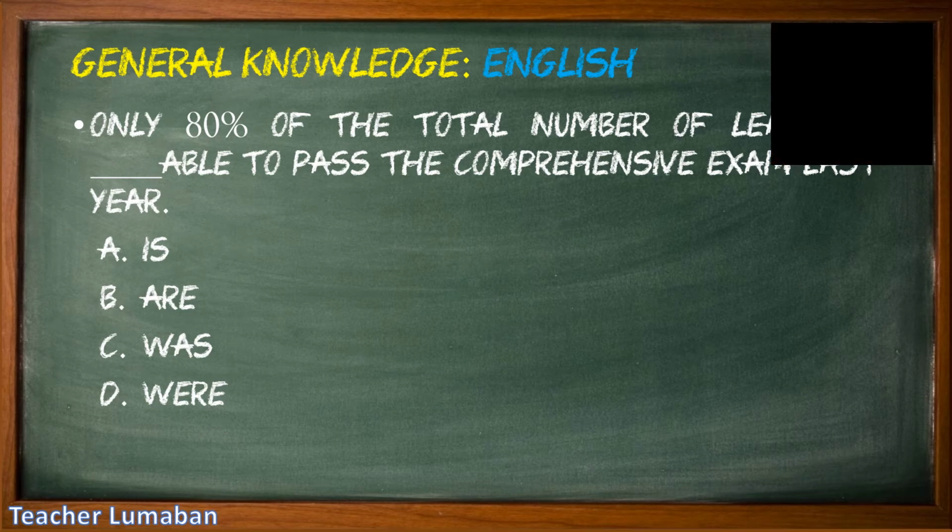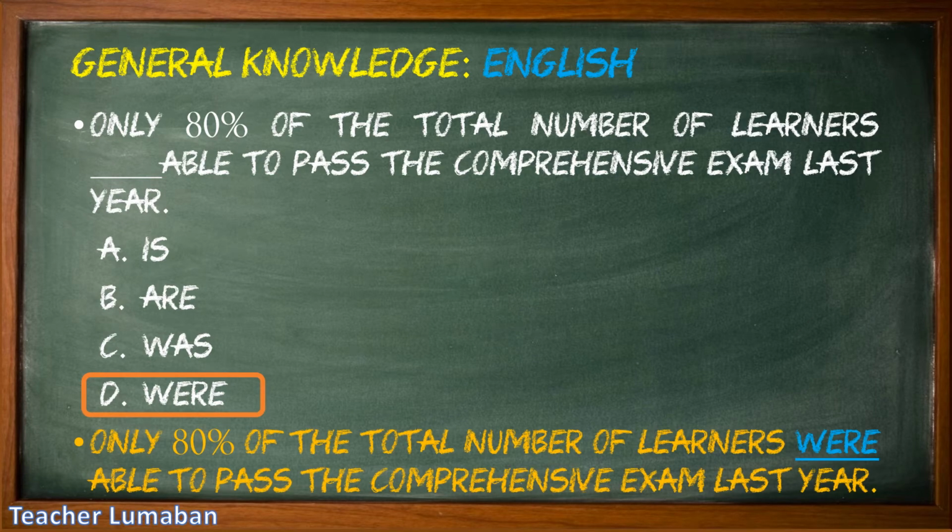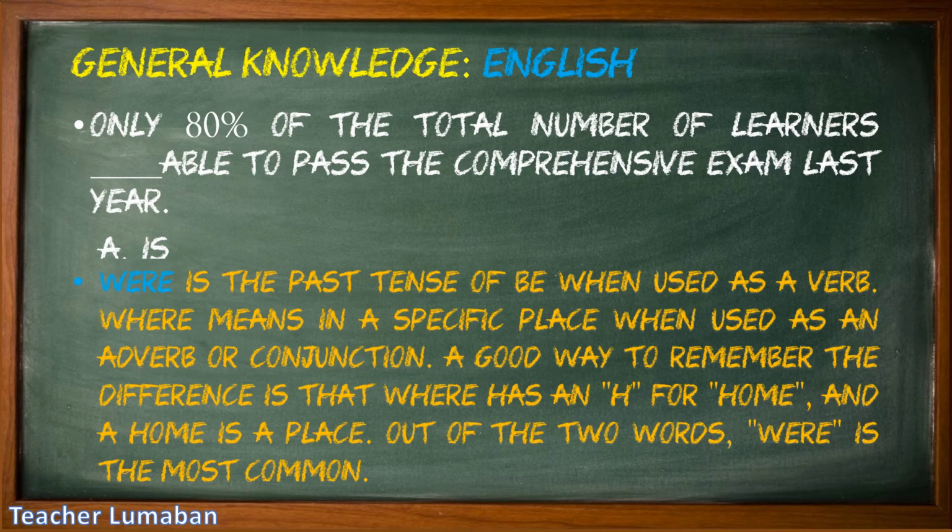1. The correct answer is letter D, were. Only 80% of the total number of learners were able to pass the comprehensive exam last year. Were is the past tense of be when used as a verb. Where means in a specific place when used as an adverb or conjunction.